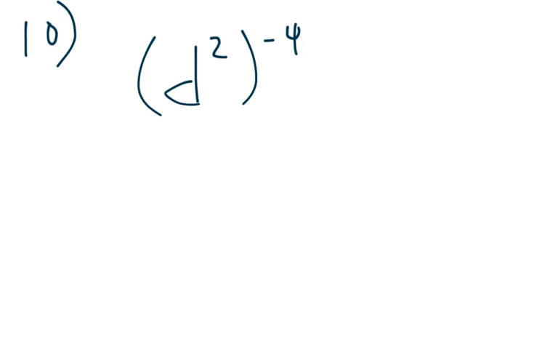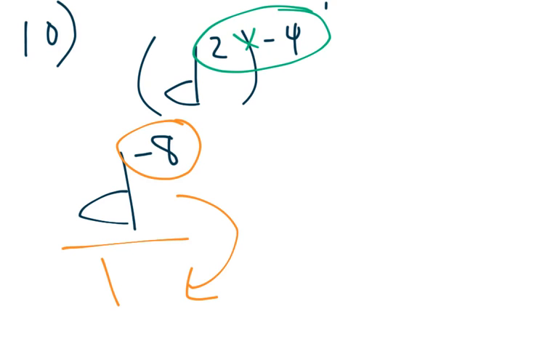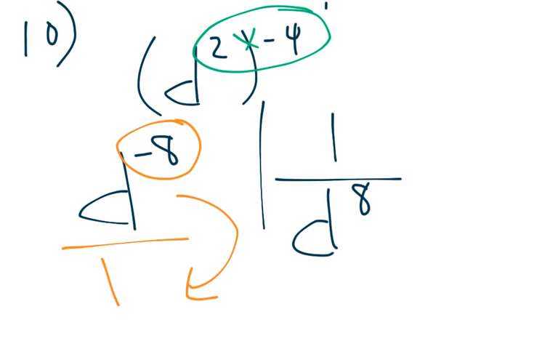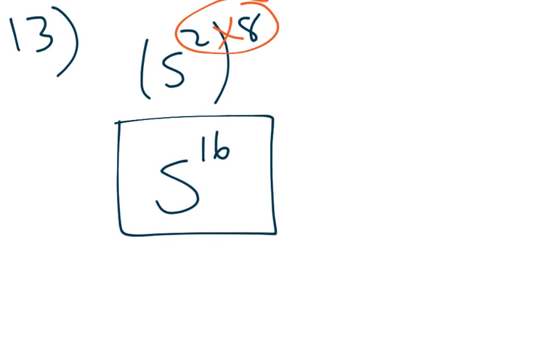Number 10, we have d squared to the negative 4th power. So we want to multiply this. 2 times negative 4 is negative 8, and since we have a negative exponent, we want to flip this. Okay, so we end up with 1 over d to the 8th power, and this is our answer for number 10. Number 13, we have s squared to the 8th power, and we are just multiplying, so we have s to the 2 times 8 power, and 2 times 8 is 16. And this is our answer for number 13.